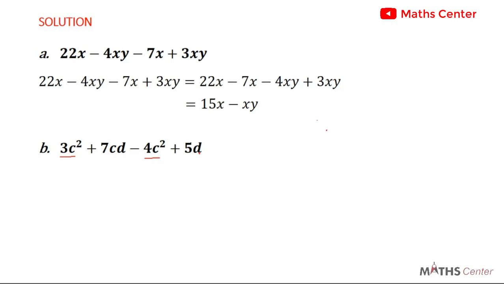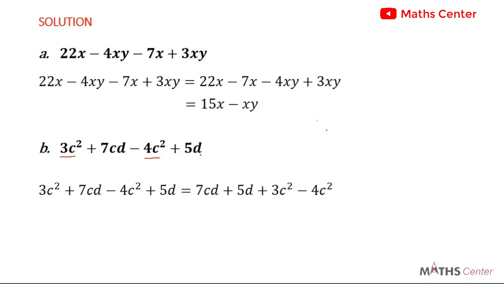Remember that we said in the first video that for two terms to be considered like terms, they must have the same letters, and the letters must also have the same power. Now here the variables are cd. The variable here is only d, so they are not like terms. So we group the like terms and we leave the unlike terms. When grouping, I chose to write the unlike terms first, so we have 7cd plus 5d written first. Then the like terms, 3c squared minus 4c squared, will also be written.